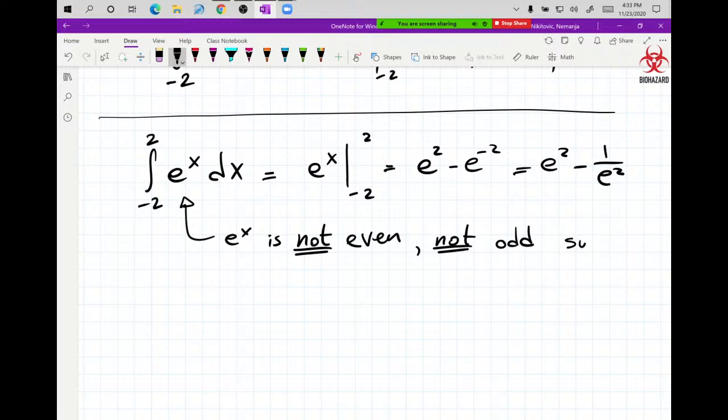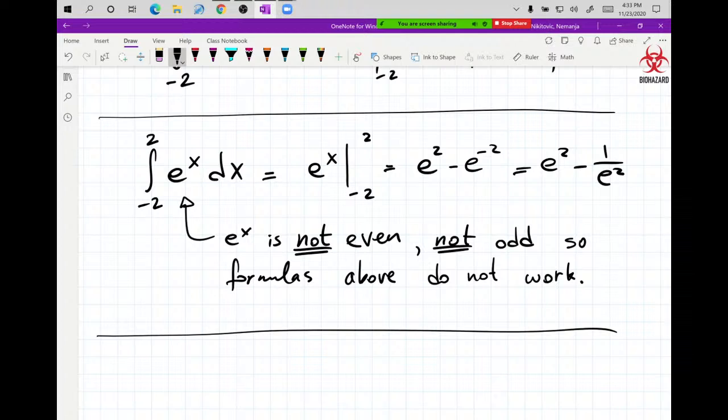So formulas above do not work in this case. So a lot of conditions, right? You need to have a symmetric interval, and then you need to have an even or odd function. Now, if any of those conditions are not present, tough luck, right? Tough luck.